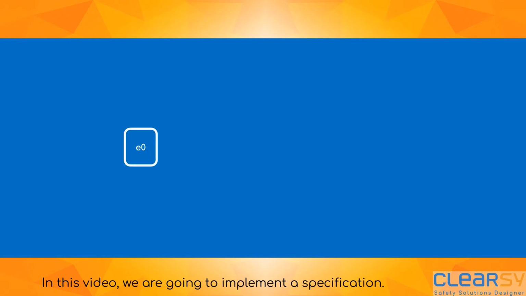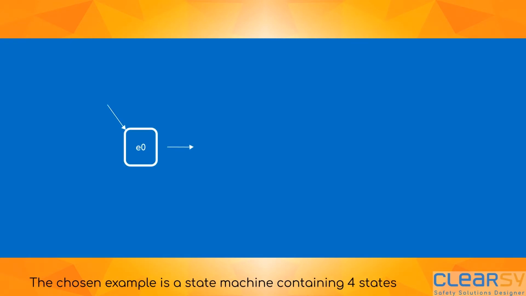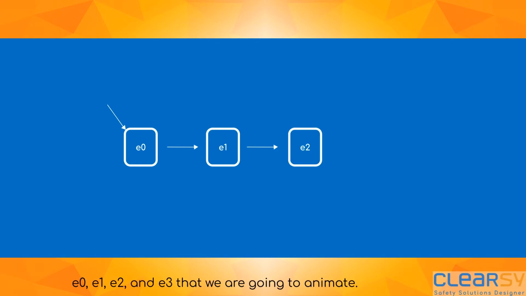In this video, we are going to implement a specification. The chosen example is a state machine containing four states E0, E1, E2, and E3 that we are going to animate.